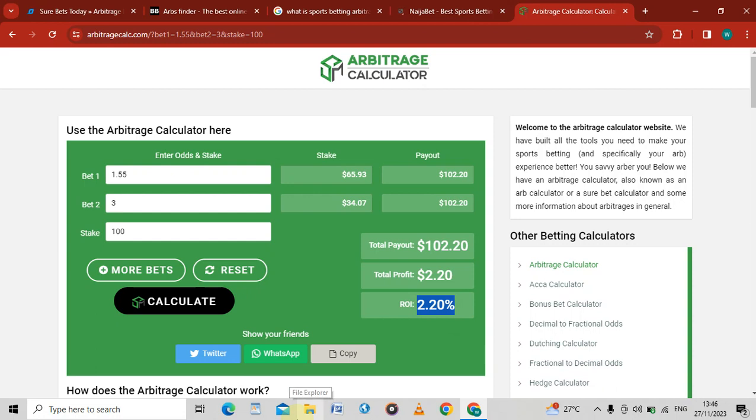So let me show you an easy step that can help you get started betting on arbitrage, getting signals on arbitrage opportunities, and how to avoid getting banned by sports bookmakers and the rest. So let me show you something.